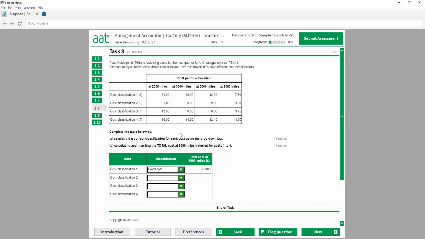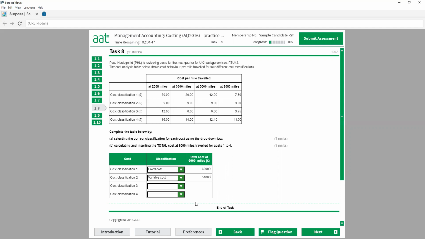So all you have to do is multiply 9 by 6,000, and that will give us the variable cost. We can pick any of the mileages, 2000, 3000, 5000 or 8000, because regardless, the cost per mile is fixed. So for 6,000 miles, it will be 6,000 times 9, which gives you 54,000.